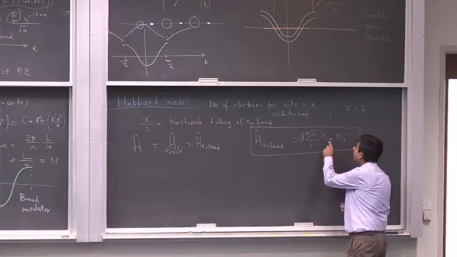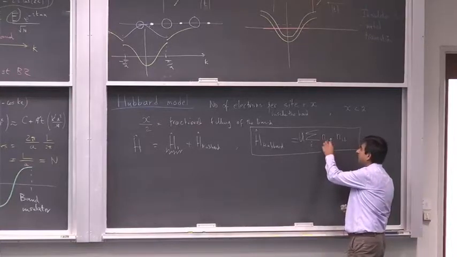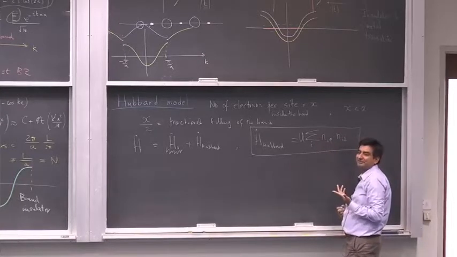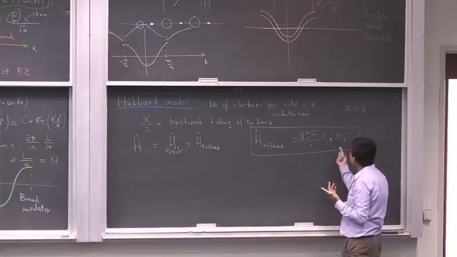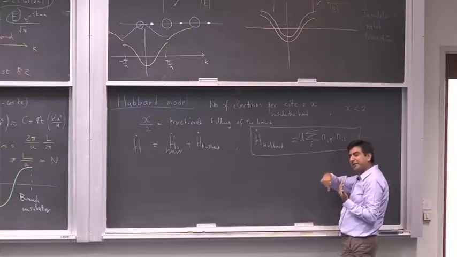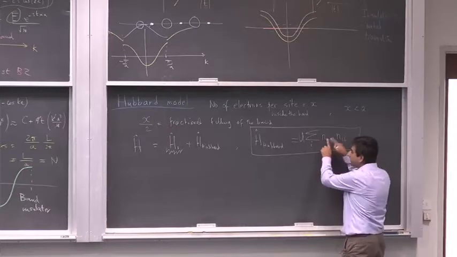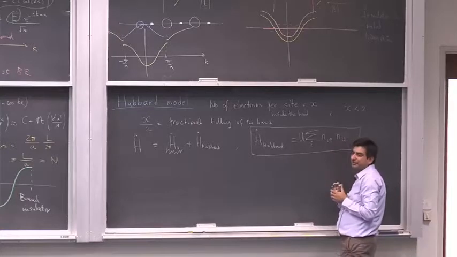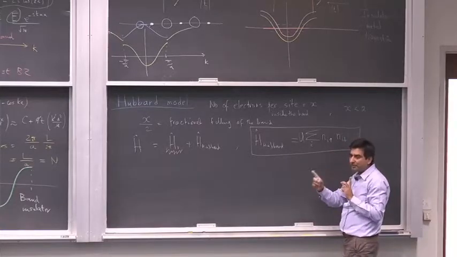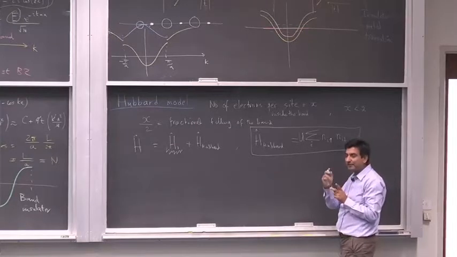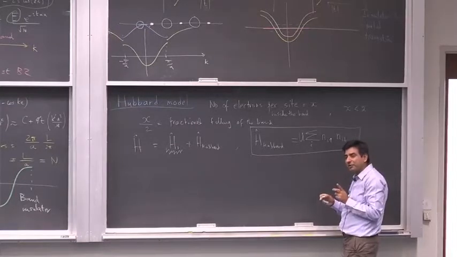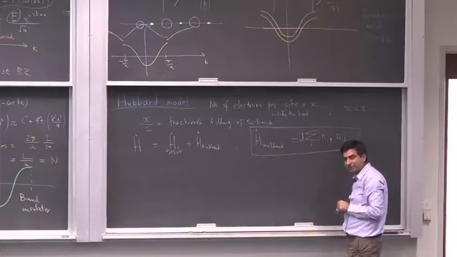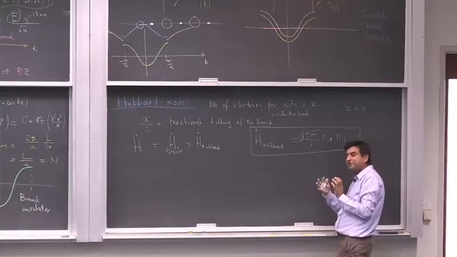What does this mean? N_i up is the number of electrons with spin up on site i. This is the number of electrons on site i with spin down. So you multiply the two. This is like an interaction between the electrons. When you talk about electrostatic repulsion between electrons, you have an e squared over 4 pi epsilon naught r term, where you multiply the two charge densities. So this is like a Coulombic repulsion between the two electrons. This term represents the strength of the Coulombic interaction between the two electrons.